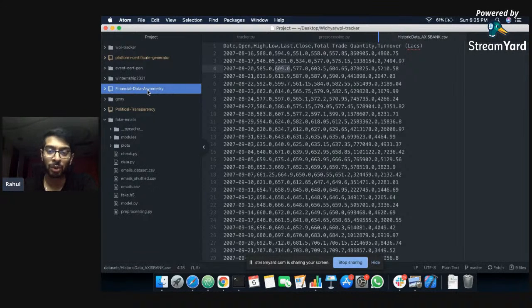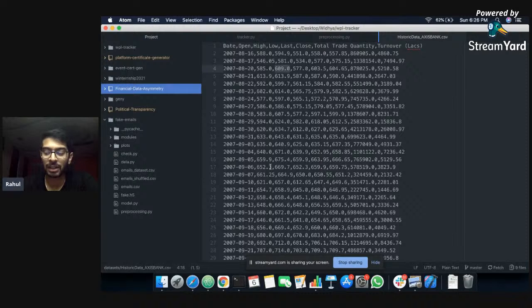So for that reason, we decided to build a fake email classifier. Essentially, we took an email ID as an input, and the output was to figure out whether that email ID was a fake one or a genuine one. Unfortunately, in this particular case, I will not be able to share the data sets with you. I won't be able to show you the data set because we work with some sensitive data.